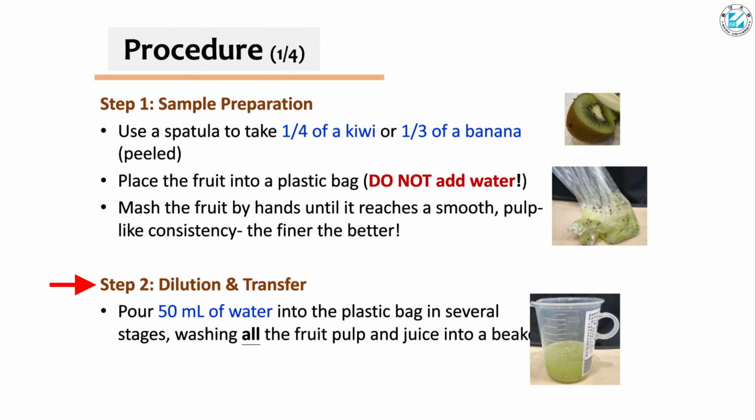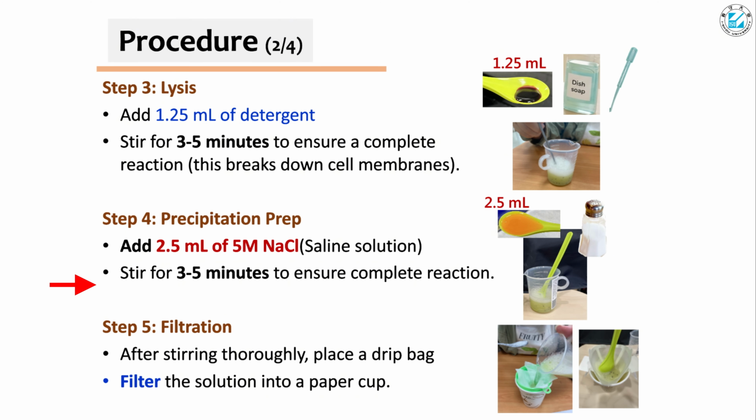Step 2, dilution and transfer. Pour 50 milliliters of water into the plastic bag in several stages. Put in water, mix, and wash all the fluid part and the juice into a beaker. Put in water and mix and pour out. Yeah, pour out, then wash. And the procedure step 3, lysis.